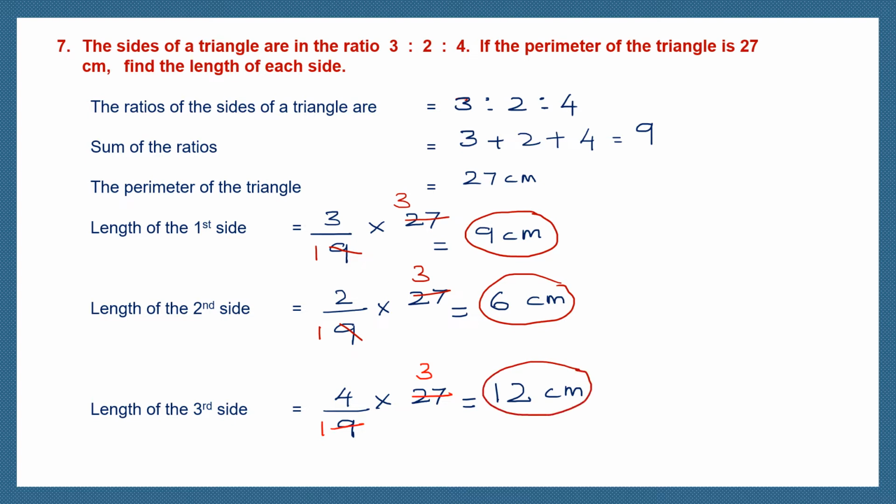You can check your answers by adding up all this. It should give you 27, which is the perimeter of the triangle.